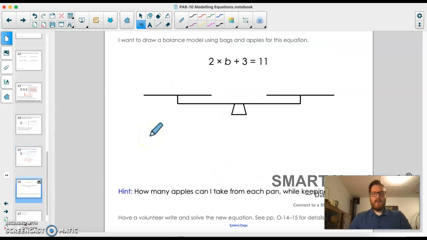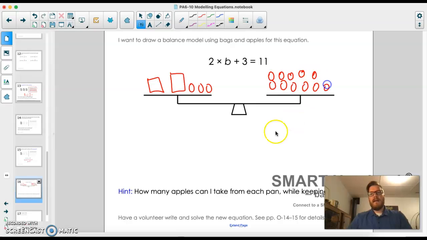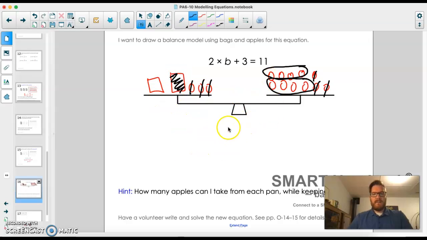Okay, so to practice it out real quick, we could have like 2 bags, this is a multi-stepper, plus 3 equals 4, 6, 8, 10, and 11. So the first thing I want to do is get rid of the 3 apples over here. So 1, 2, 3. So then I'm left with 2b equals 8. And then what I can do is say, well, I need to divide it into 2 equal groups. So then one of those equal groups is 4. So one bag is going to have 4 apples.